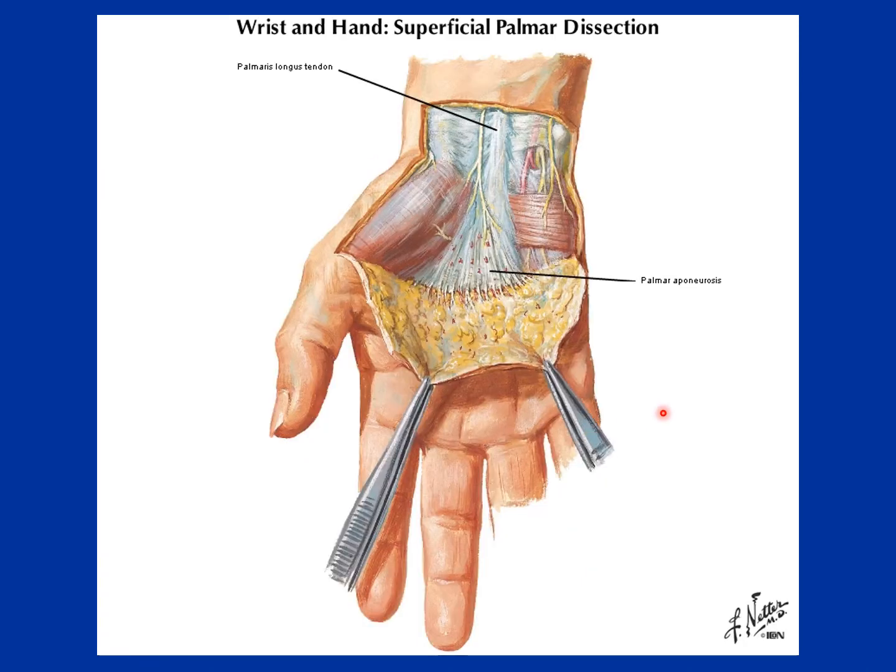So when we remove the skin of our hand, what will we see? The skin is firmly adherent to the underlying structures. Why is it so firmly adherent as compared to the dorsal aspect? You can easily pinch off the skin on the dorsal surface of the hand, but you cannot do it on the palmar aspect, because the palmar skin is thick as compared to the dorsal aspect, plus it is firmly adherent to the underlying structures. So when we remove the skin, what are we seeing?